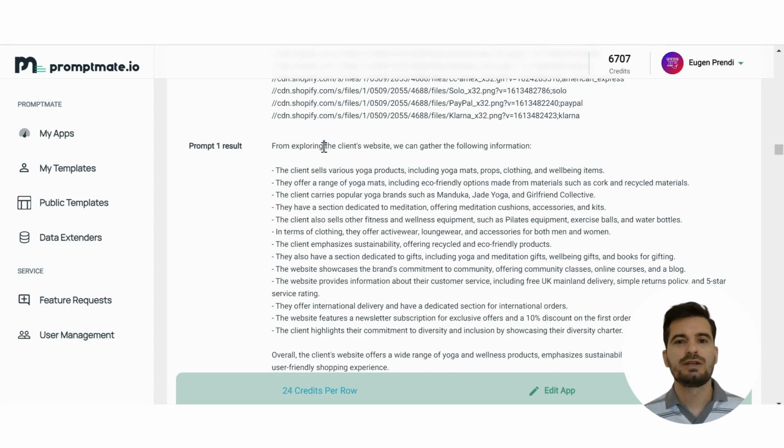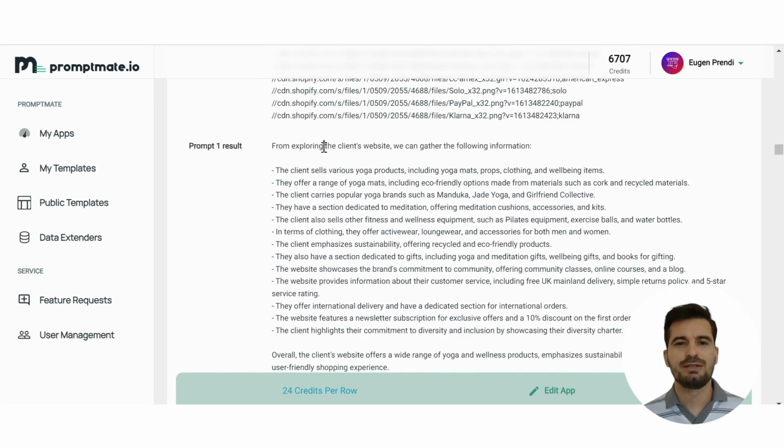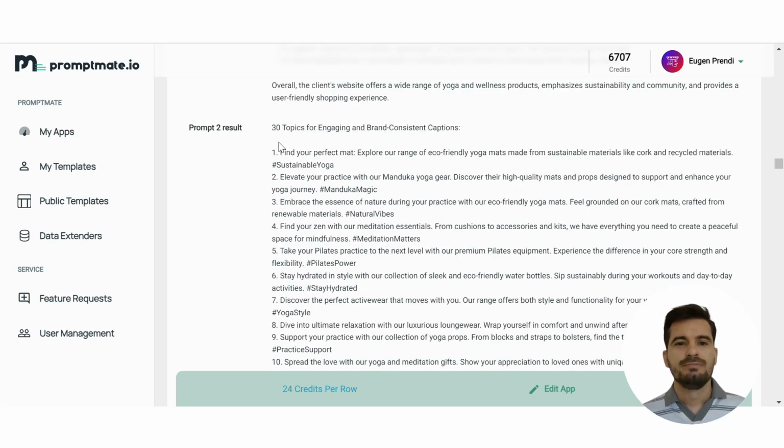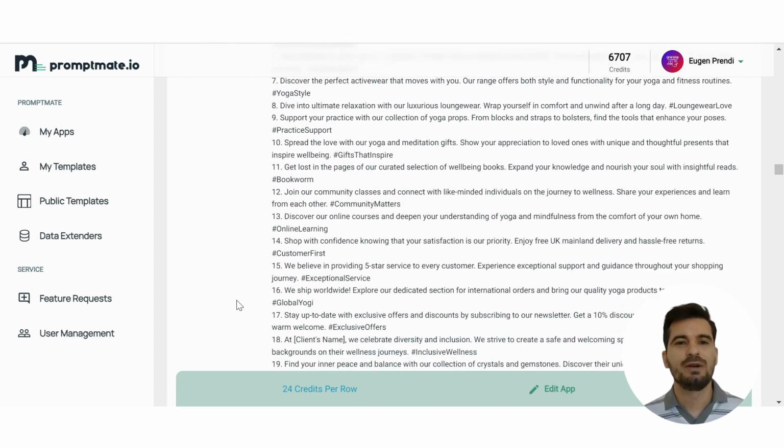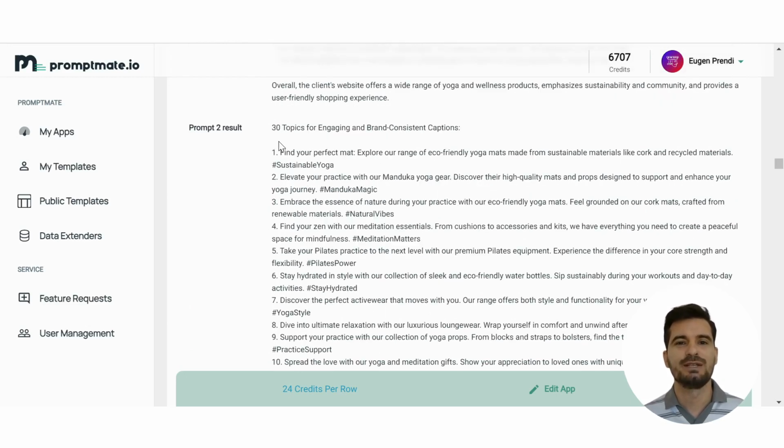The first prompt of the template will explore the website thoroughly to understand their products, services, brand voice, and unique selling propositions. Based on USP, brand voice, product, and target audience, the second prompt will create 30 topics useful to write captions that are engaging, brand consistent, and product related.